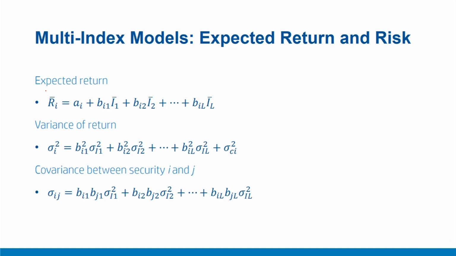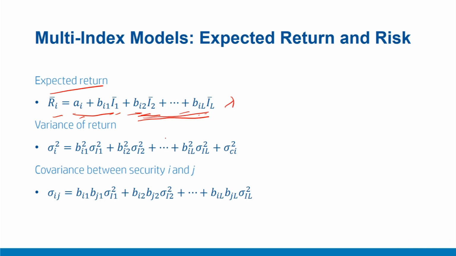For example, for expected return, Ri bar equals alpha i plus Bi1 into I1 bar plus Bi2 into I2 bar and so on up till Bil into Il bar. While the expression up till here is very similar to the single index model, in a very identical fashion we introduce other indices and their sensitivities with respect to security i, that is Bi2, Bil and so on. So this is our expected return expression.